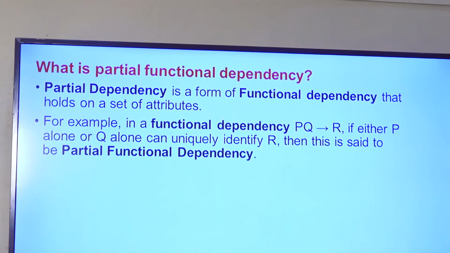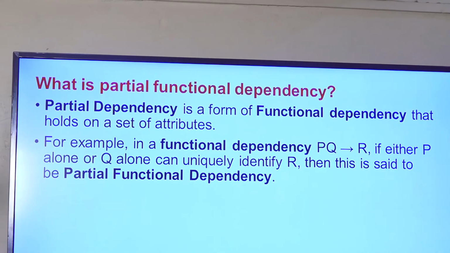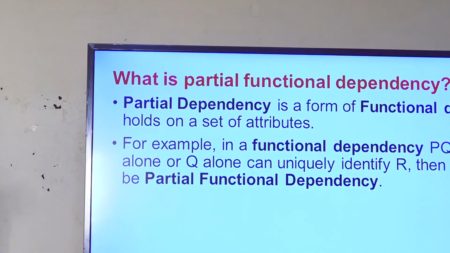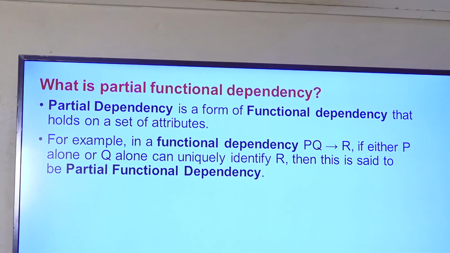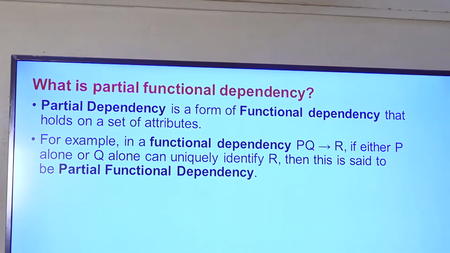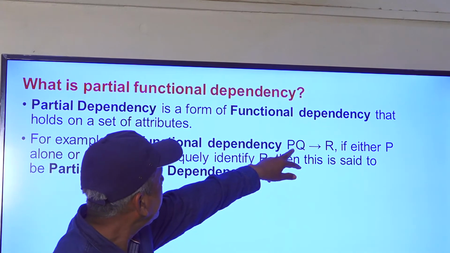Then another is partial dependency. It is most important while studying normalization. Partial dependency is a form of functional dependency that holds in a set of attributes, like suppose consider this PQ.